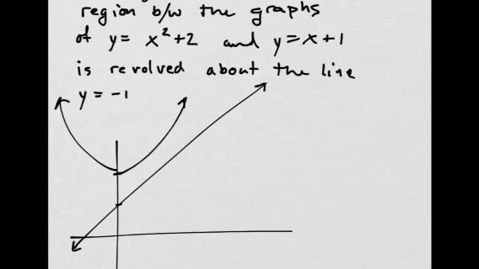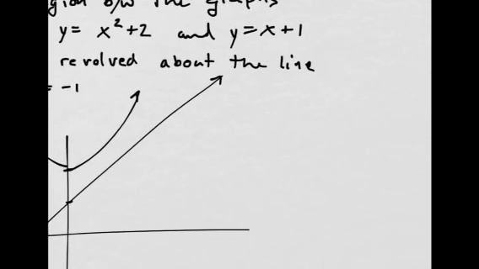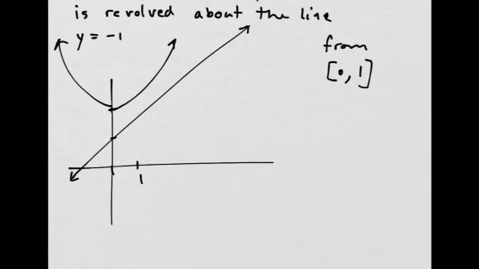Now this region is from 0 to 1. So we're taking this region here and we are going to revolve it, not about the x-axis, but about the line. I'm going to dot that. And we're going to revolve it about that. This is y equals negative 1.